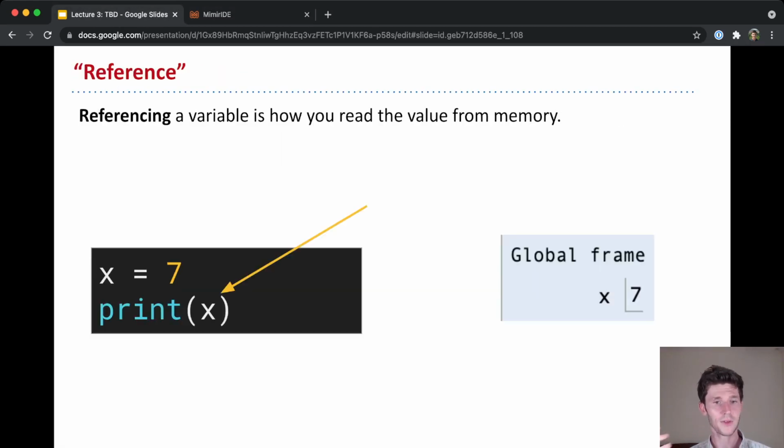This is the other big word that I wanted you to know, which is called referencing. So reference, or referencing a variable, is how you read the name for reading the value back from memory to use it for something. So if we have a line of code like x equals 7 and then print x, when the computer sees x in the code, it'll go and pull the value of x from memory. So let's try that.